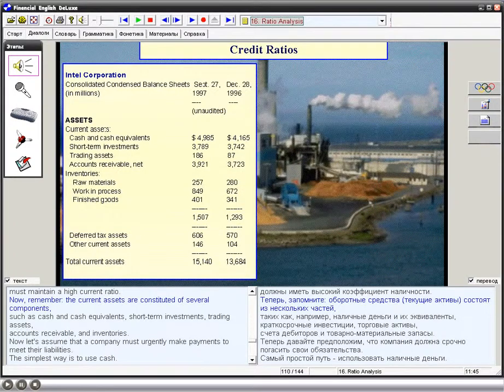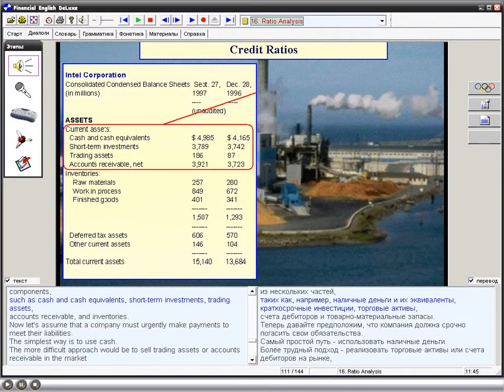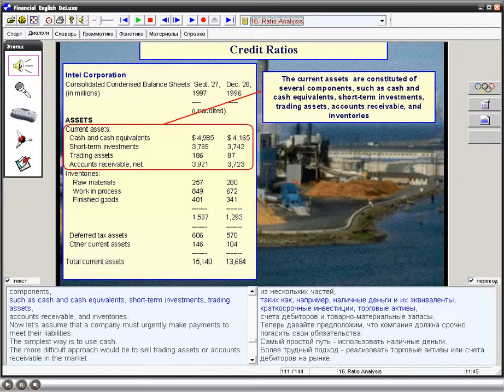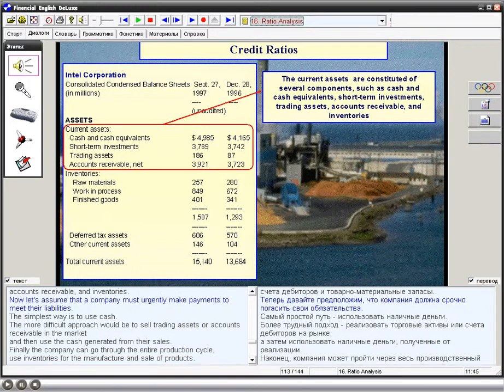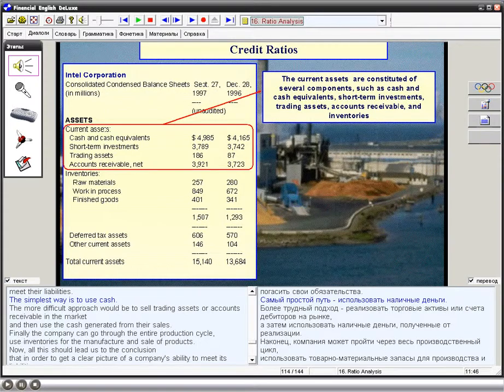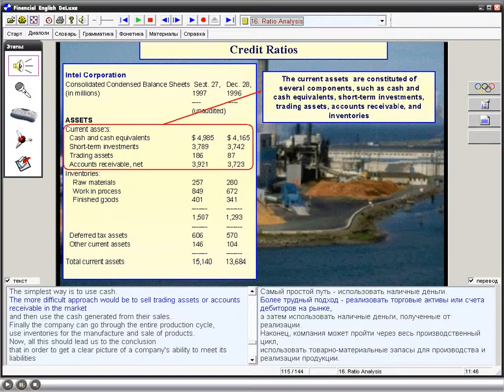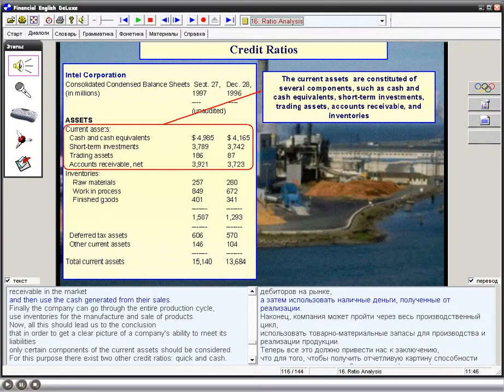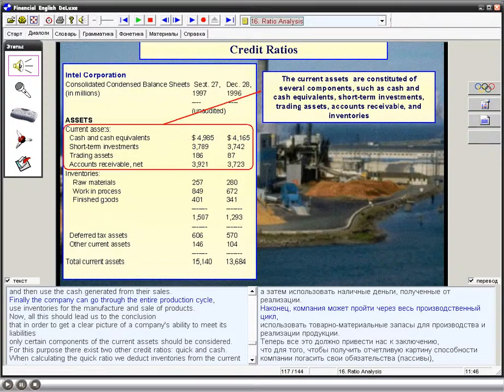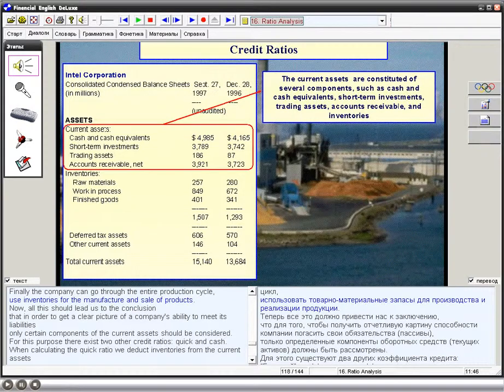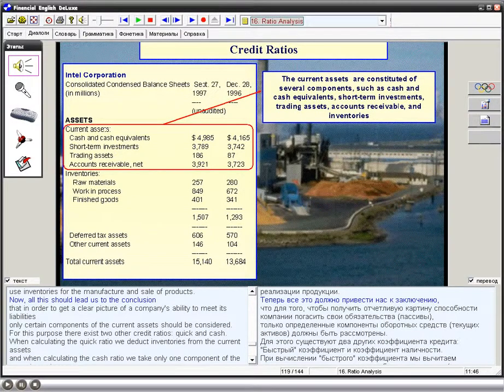Now remember, the current assets are constituted of several components, such as cash and cash equivalents, short-term investments, trading assets, accounts receivable, and inventories. Now let's assume that a company must urgently make payments to meet their liabilities. The simplest way is to use cash. A more difficult approach would be to sell trading assets, or accounts receivable, in the market, and then use the cash generated from these sales. Finally, the company can go through the entire production cycle, use inventories for the manufacture and sale of products.